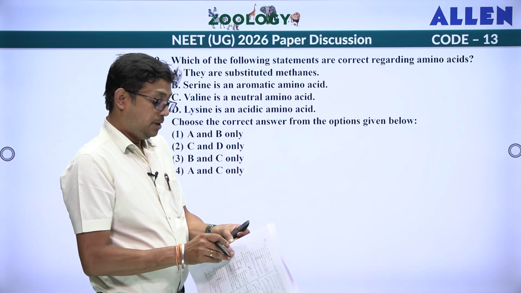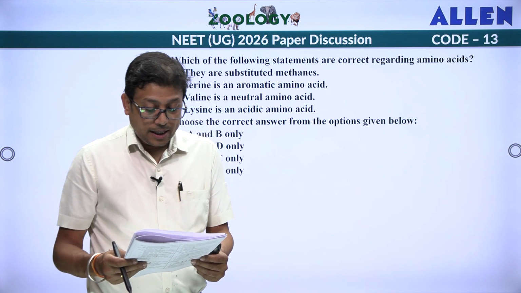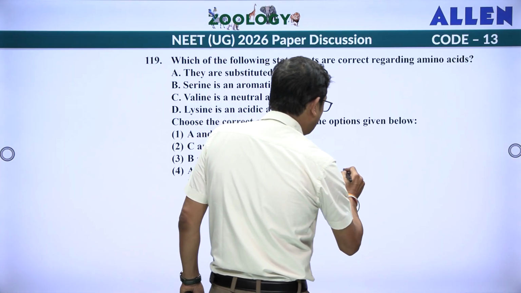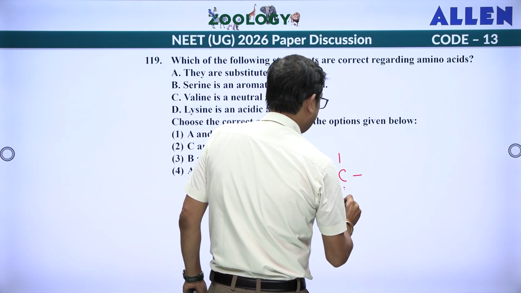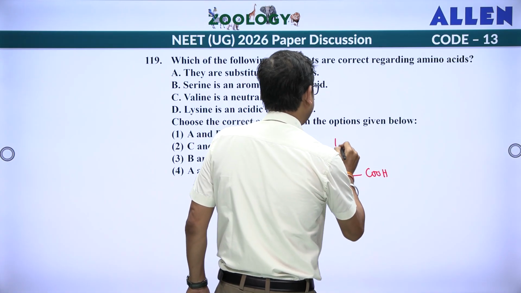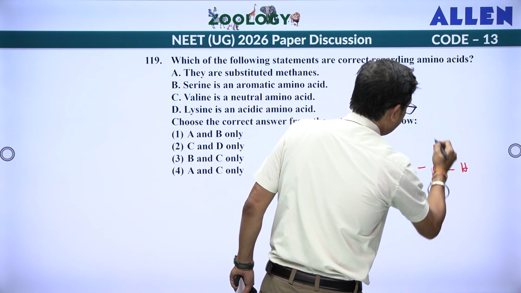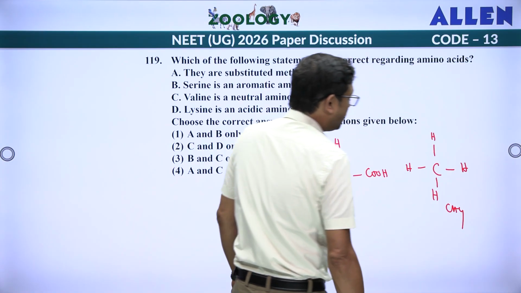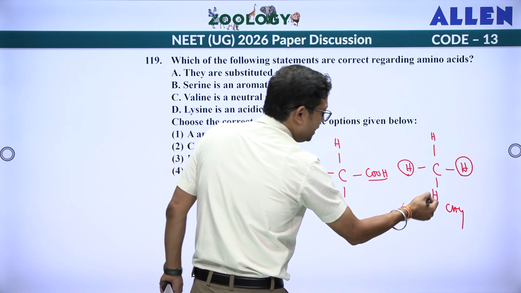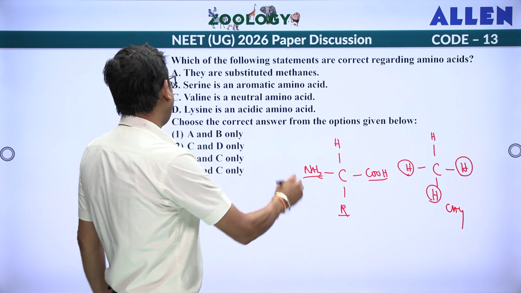Next is, which of the following statements are correct regarding amino acids? Okay, so amino acids are what? The general structure we are writing like this. This is the R, NH2, COOH, and here it is H. And when you see methane, this is methane, right? CH4. So here what happened? The H's are replaced by COOH, by NH2, and by R. That means we can say amino acids are substituted methane. True.